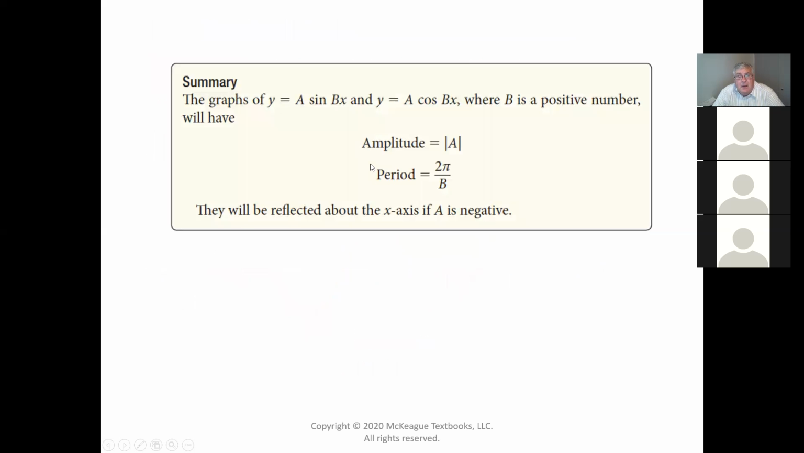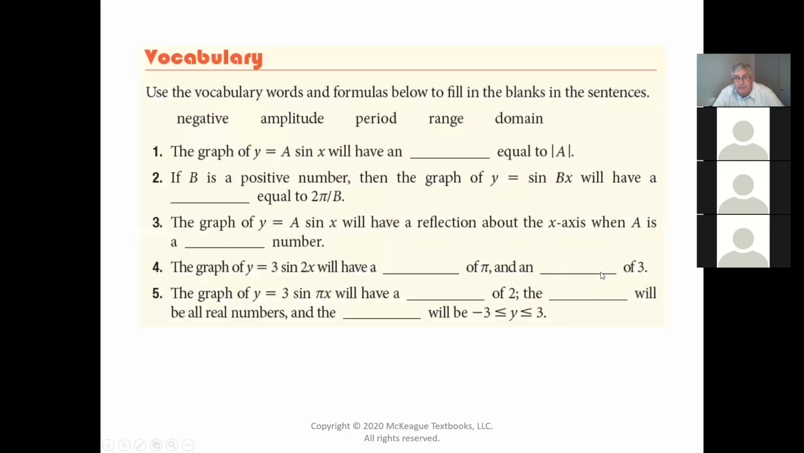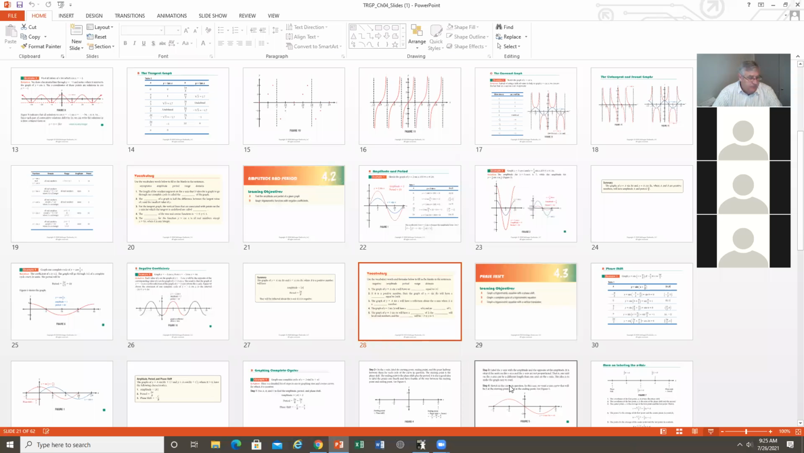Okay. All right, so in general, this is something you want to lock away in the memory banks. When you have a function y equals a times sine bx or y equals a times cosine bx, where b is a positive number, notice now a could be a negative number or positive. The amplitude in general will always be the absolute value of whatever number a is. And the period of the sine or cosine function will always be 2 pi divided by b. Notice it says the graphs will be reflected about the x-axis if a is ever negative, and that's always true. Okay? So just wanted to end that there.